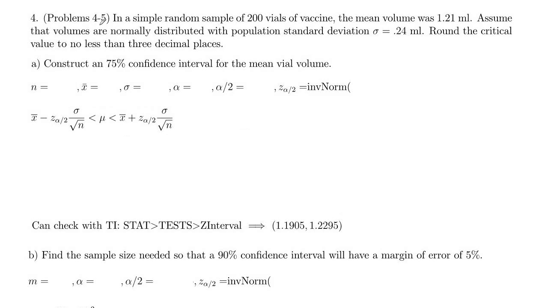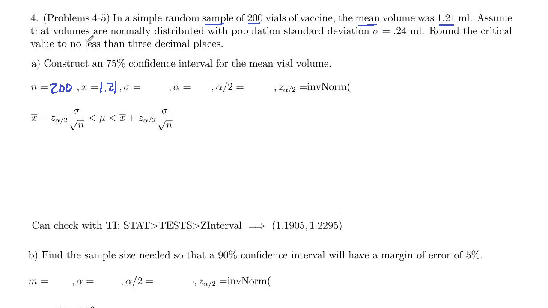This example is like problems 4 and 5 in the exam 3 review. In a simple random sample of 200 vials of a vaccine, the mean volume was 1.21 milliliters. So we've got a sample of 200, that is our sample size N. And then the mean of the sample was 1.21, that is X bar.